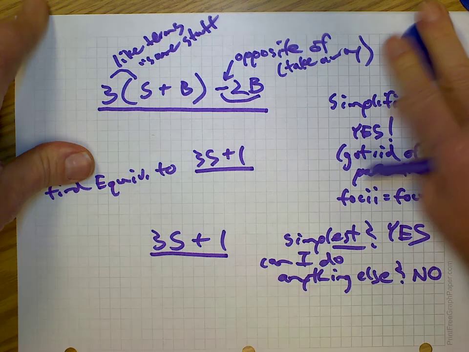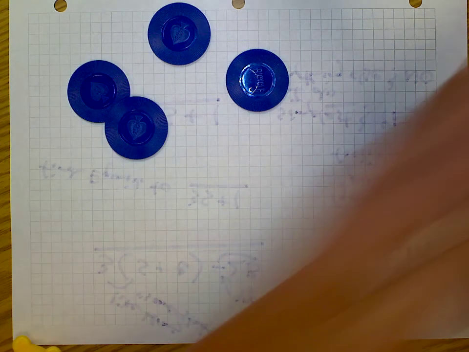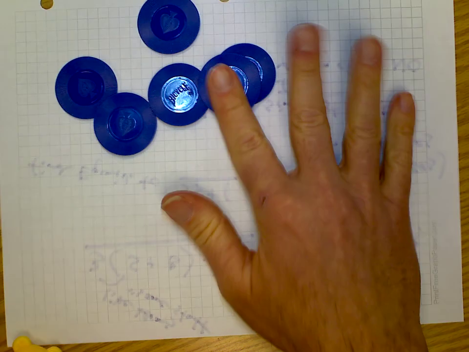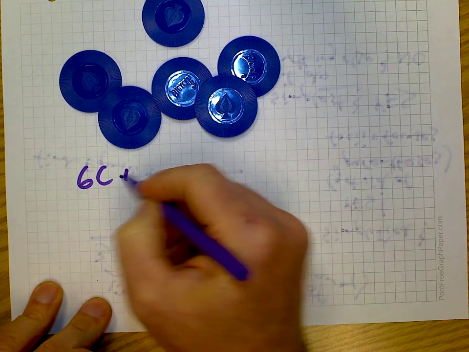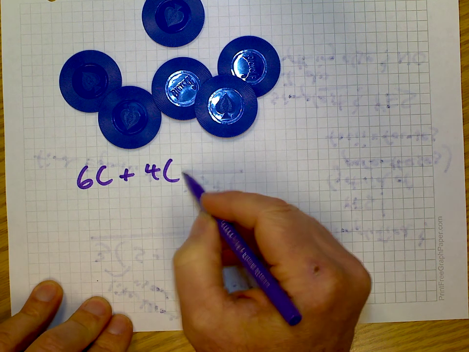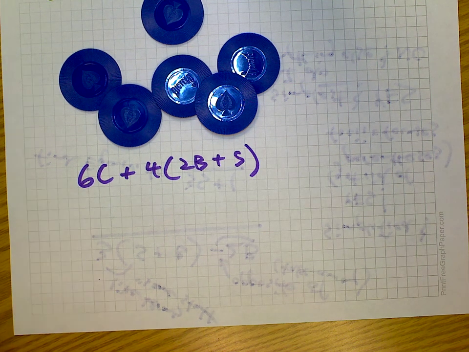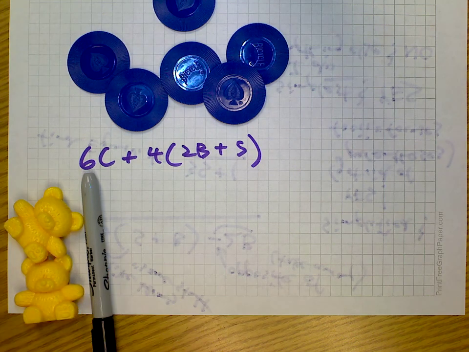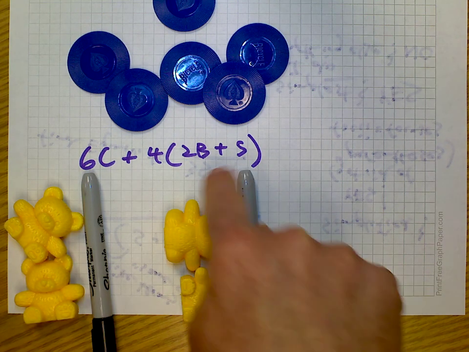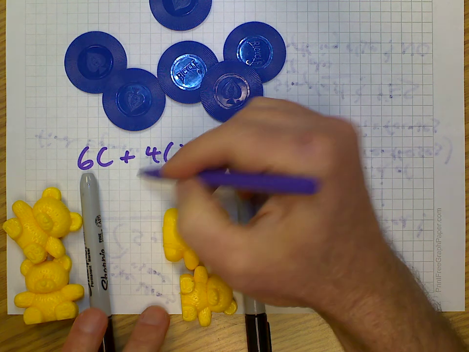All right. Let's do one more example. Let's get the chips in on the action. Let's say I have 6 chips. And let's say I have 4 groups of 2 bears and a Sharpie. There's 1 group, 2 groups. Inside the parentheses is what's in each group. Outside is how many groups. How many?